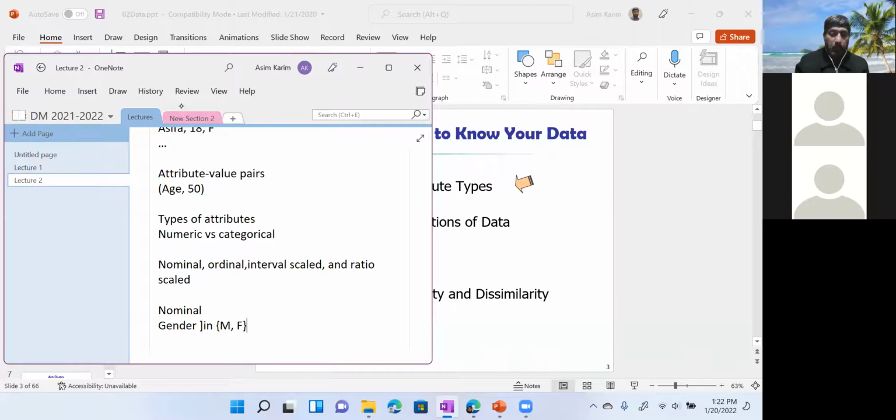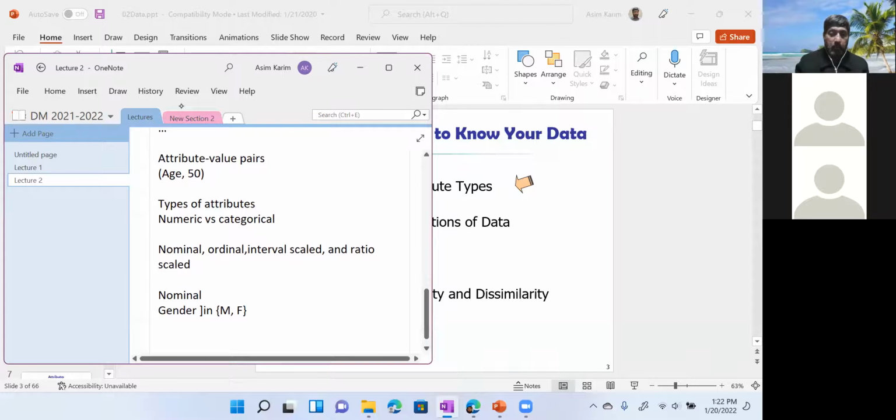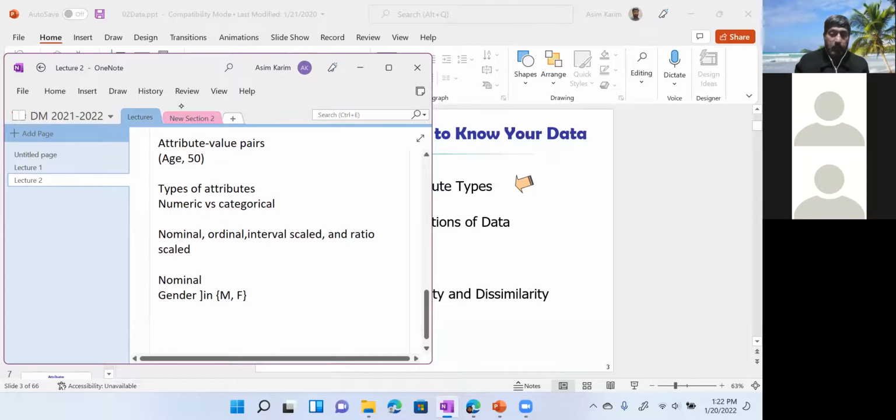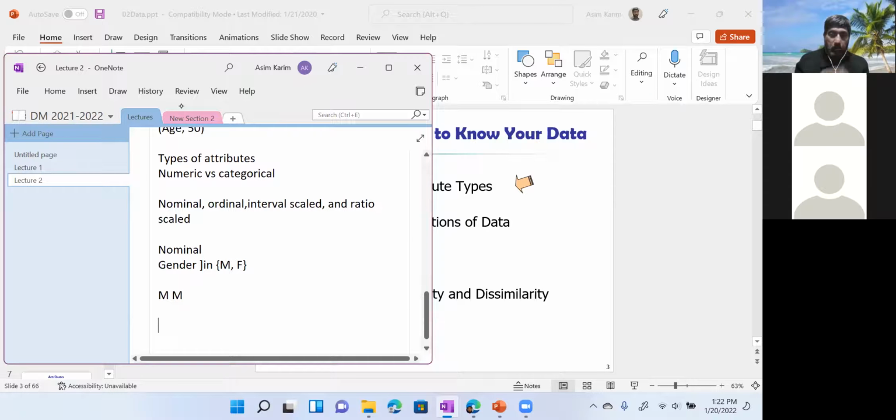no other operator can work on them other than equality. So if you want to compare two data objects regarding the gender values, you can only say whether they are equal or they match or they do not match. So M would match with an M while M would not match with an F. That's it. This is the only operation that you can apply on them.